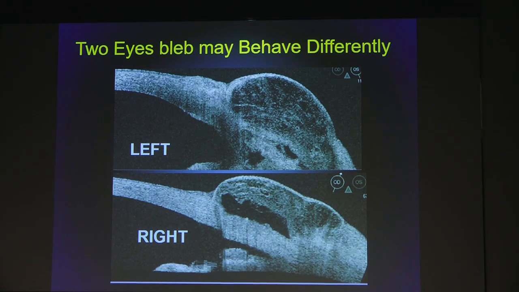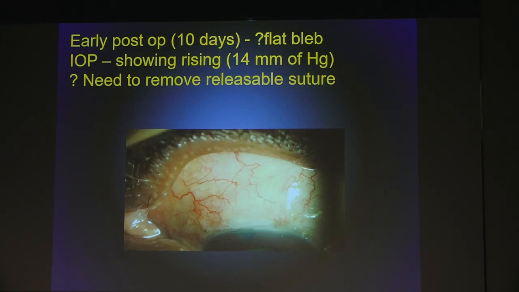Now 2 eyes can behave differently. These are the 2 eyes of one same patient. One has a large anoic area with a sponge here, and this is a huge bleb with just a spongy look. Now early post-op, let me share this case.